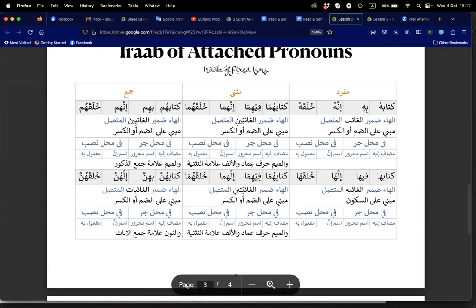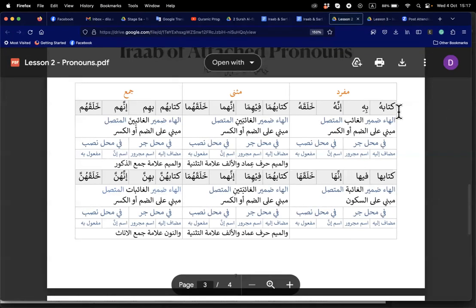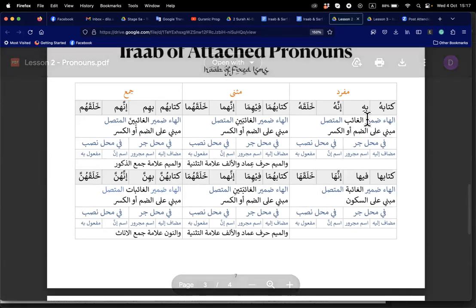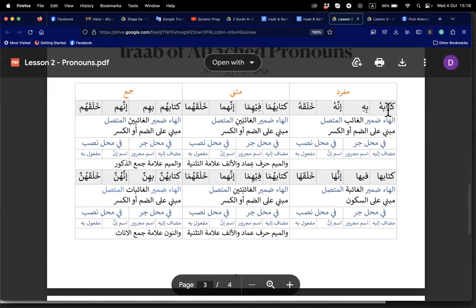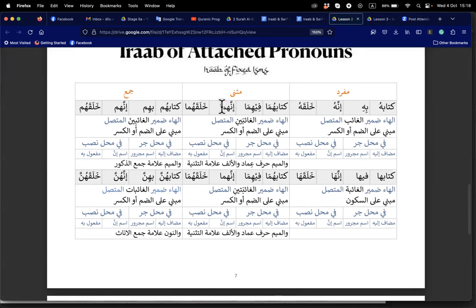For attached pronouns, you know attached pronouns can either be nasab or jar. So basically, here is an idafa, so it's going to be jar. And then bihi is with a harf of jar, so it's going to be jar. Innahu, the hu is going to be nasab because it's with harf of inna, and then khalaqahu is with a fi'il, so it's a maf'ul. So it's all like that. It's idafa, harf of jar, harf of nasab, maf'ul.